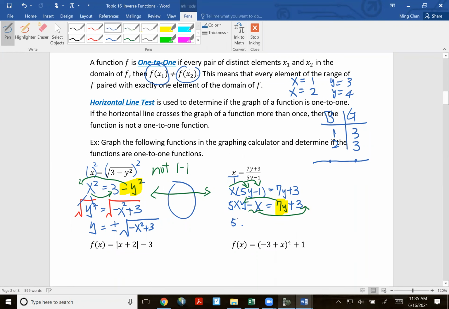So I get 5xy, positive 7y comes over and becomes negative. All right, 3 is still 3. Negative x comes over and becomes positive. Since my variable y is trapped between two terms, I can factor out my y. So that leaves me with 5x minus 7 equal to 3 plus x. And now I can just divide both sides by 5x minus 7. So my y is equal to 3 plus x over 5x minus 7. So this is a rational function.